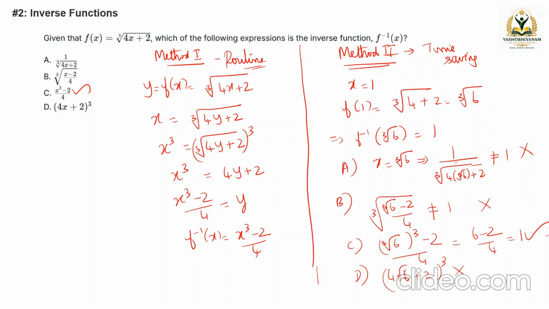This is the plugging-in-numbers strategy that I've used. I've used the cube root of 6. I know that f of 1 is the cube root of 6. This means that f inverse of the cube root of 6 should give you back 1. So that is what I'm trying to figure out: out of these options A, B, C, D, which one is going to give you 1 when you replace x with the cube root of 6.